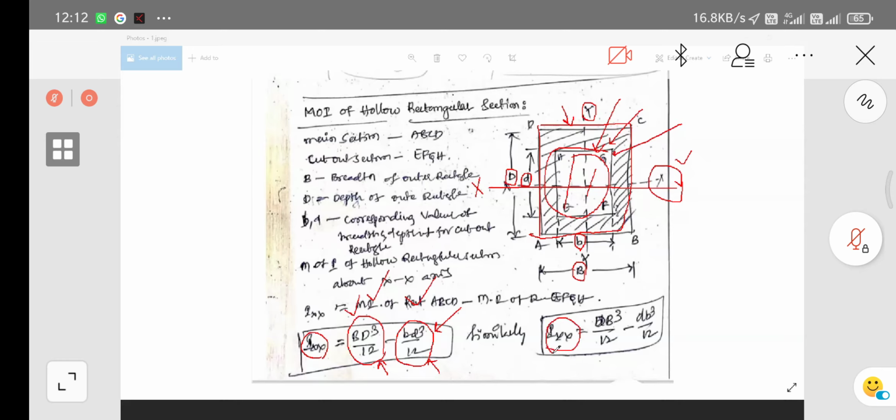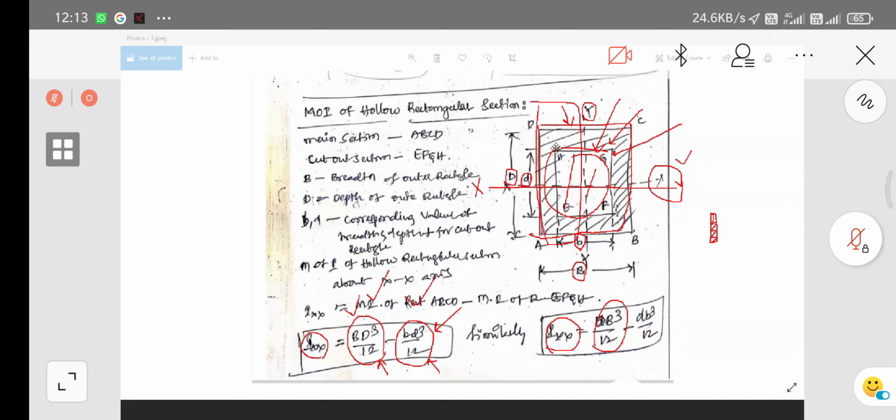In the same way, we have DB cubed by 12. Why is it DB cubed by 12? While doing the derivation, we consider a vertical strip in the rectangle, so then B becomes D and D becomes B. If you solve the proof, you will get easy clarity. So DB cubed by 12.